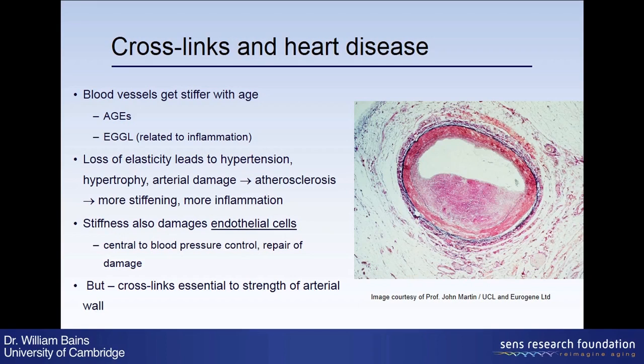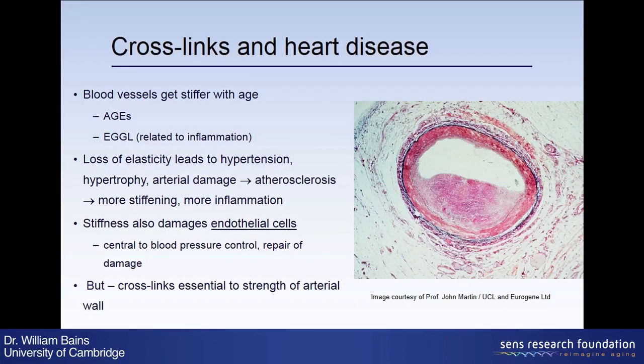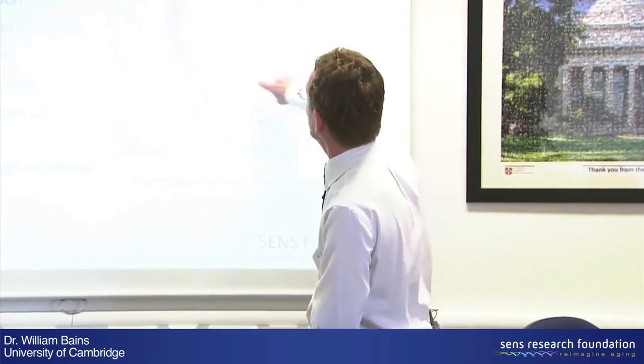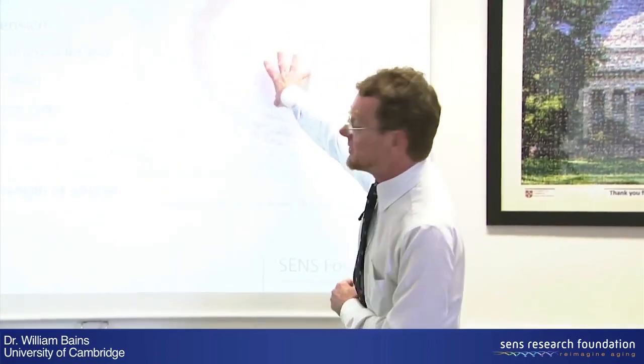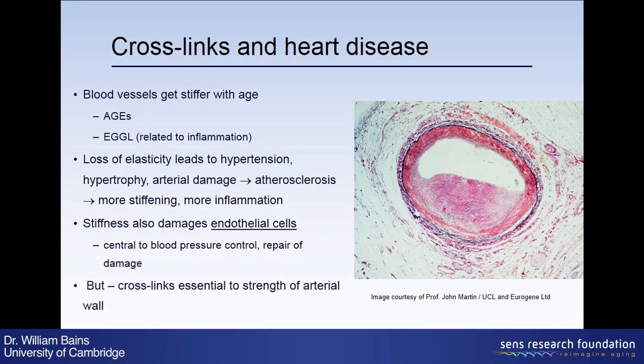Loss of elasticity leads to hypertension, can lead to cardiac hypertrophy, certainly leads to damage of the arteries, which leads to atherosclerosis, which leads to more stiffening and more inflammation, and you get into this vicious cycle. You end up with arteries that look like this. This is a cross-section of a really sick artery. This whole inner layer here shouldn't be here. This mass here certainly shouldn't be here. This is an artery that's been taken out of somebody's heart undergoing bypass surgery. If your arteries end up looking like that, you've got problems.